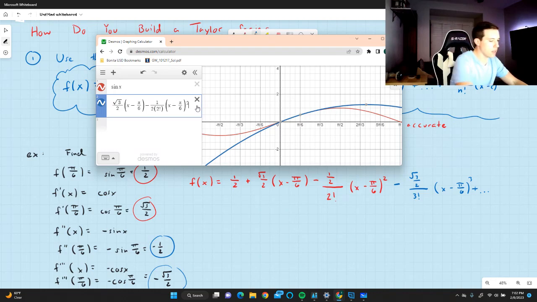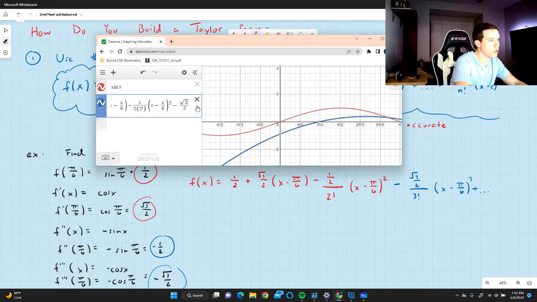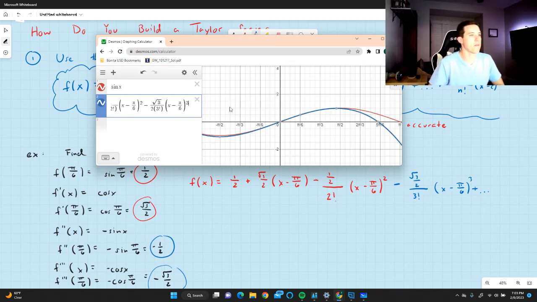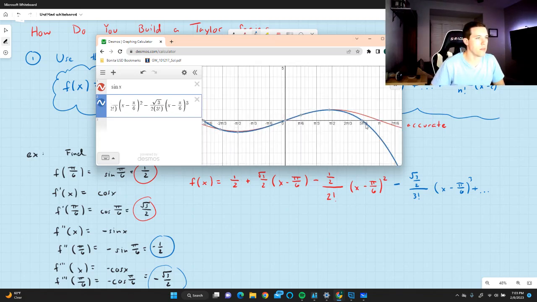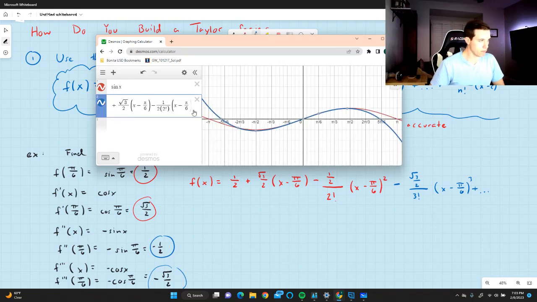So let's add the next level, which is minus square root of 3 over 2, all over 3 factorial. But again, just like in the last problem, technically that's the same as putting 3 factorial in the denominator of the original fraction. And then x minus pi over 6 to the third. And check that out. That looks even better. So right at pi over 6 is perfect. Near pi over 6 is pretty darn good. It gets worse as we go.